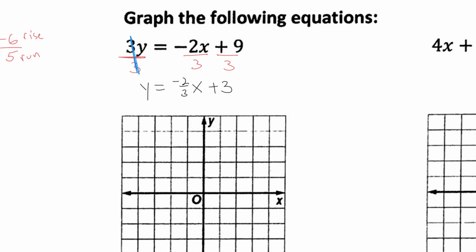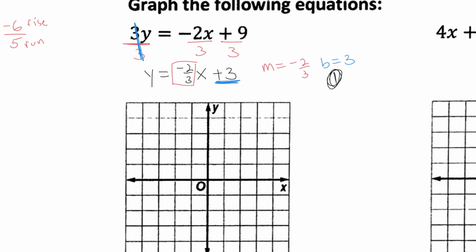So my slope is the number with the x. So we have a -2/3. So we have a negative slope. And the y-intercept is your constant, the number with no x. So +3. So you always start with the y-intercept. This is step number 1.